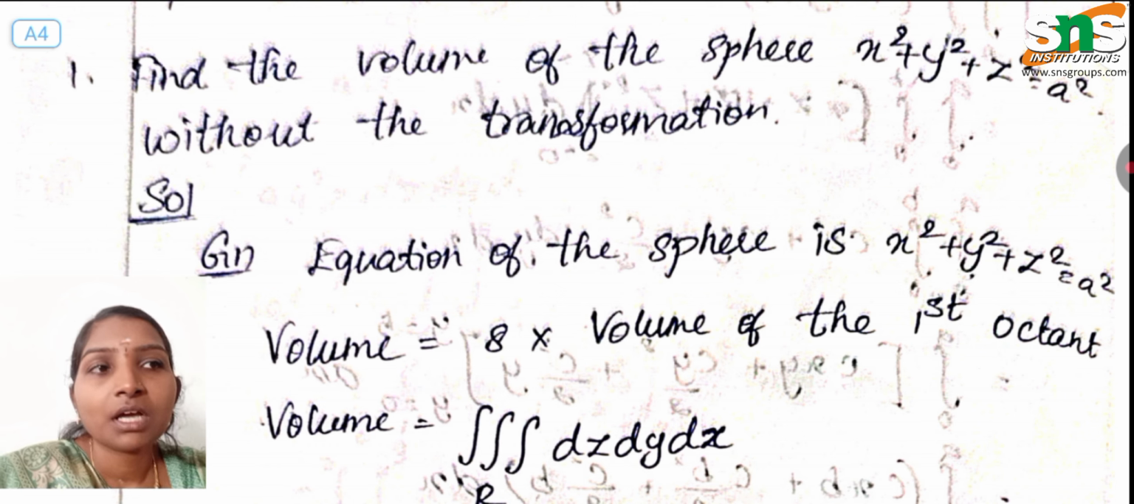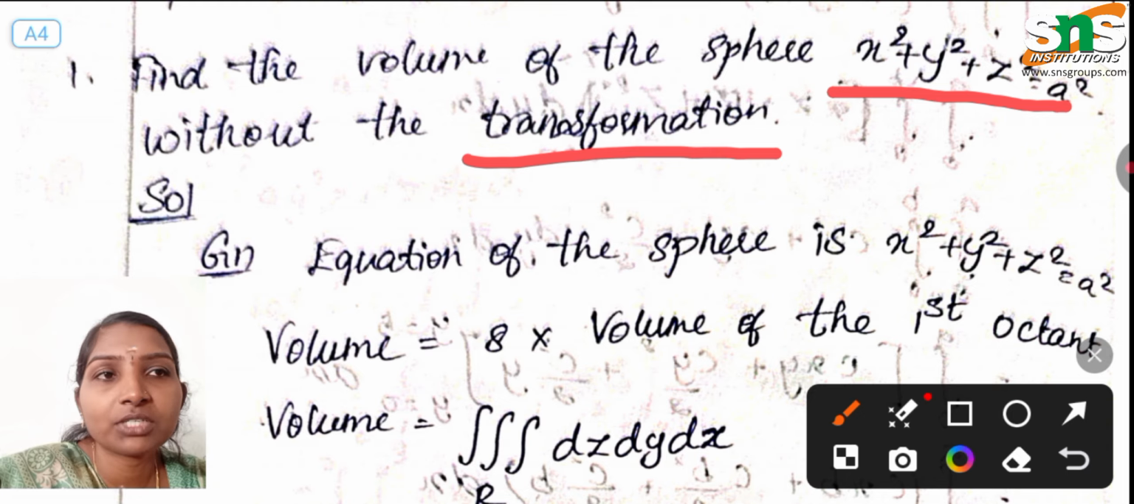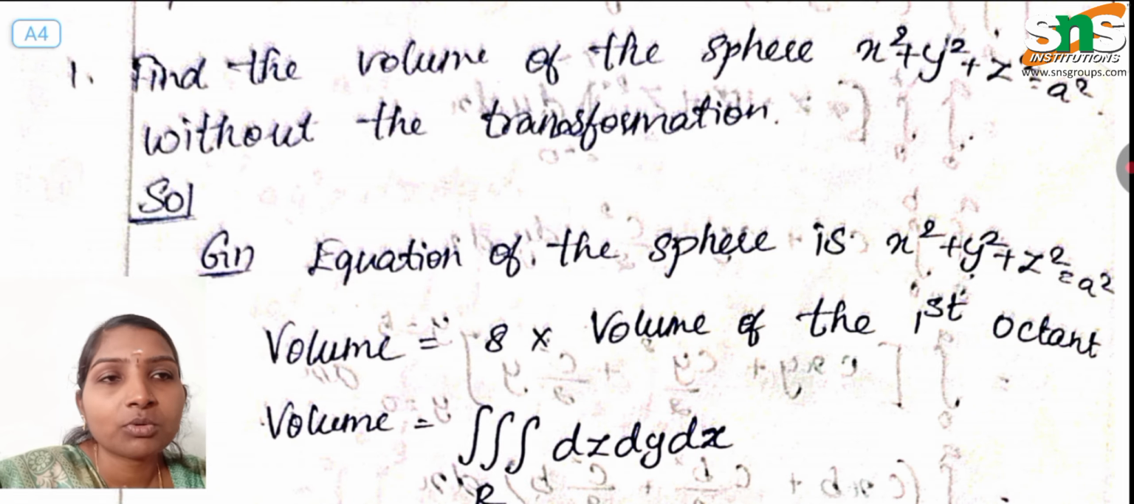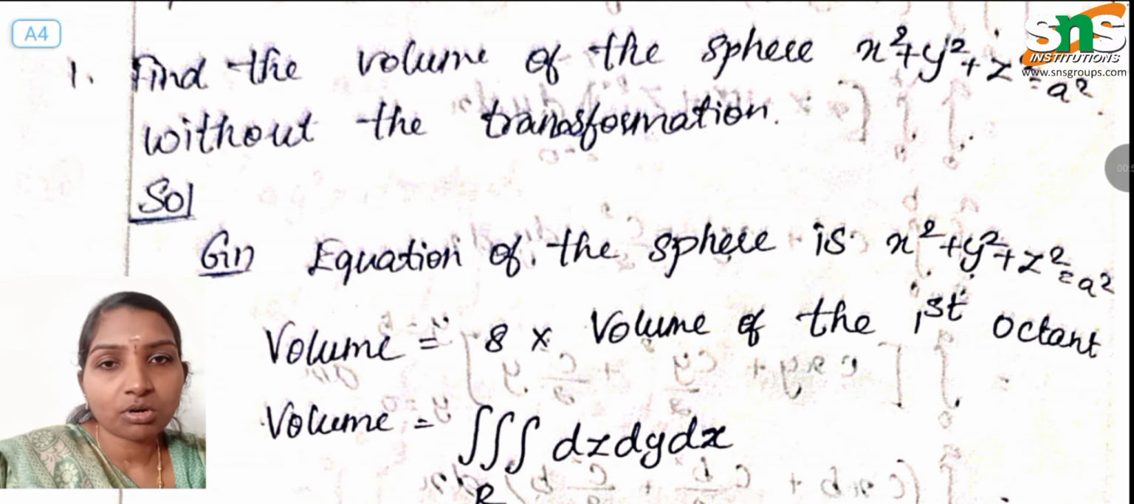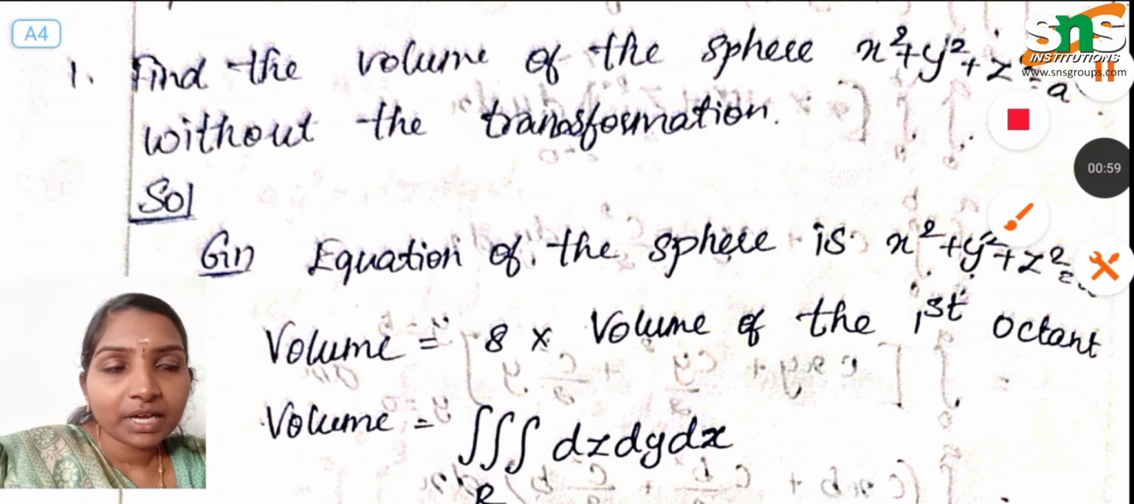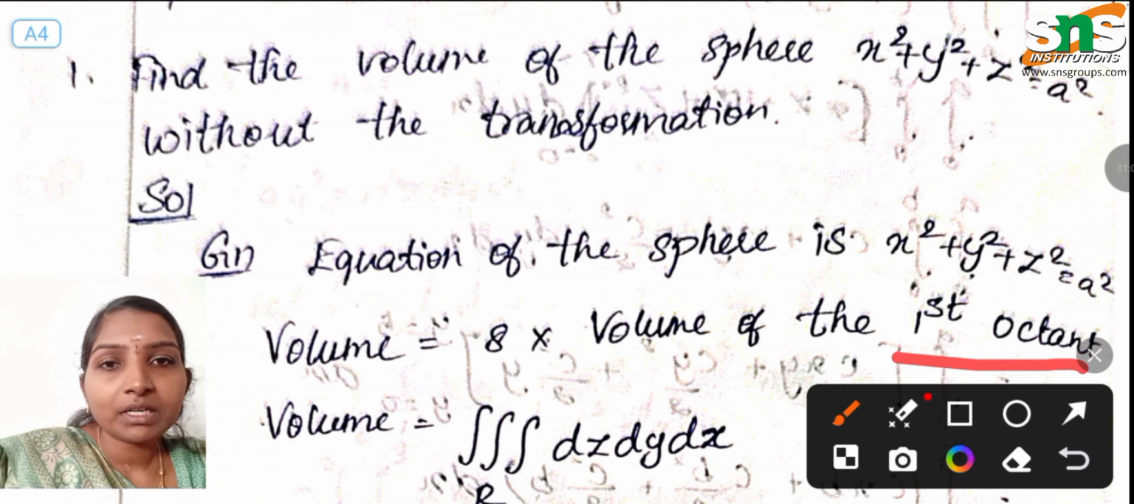The question is, find the volume of the sphere x square plus y square plus z square is equal to a square without the transformation, which means we are not going to change the order of integration here, and we are going to find the volume of the particular sphere. So here we are given the equation of the sphere, and what will be the volume? Volume is nothing but 8 into volume of the first octant. In the sphere we will be considering 8 octants here, and we will be finding the value of only the first octant, so that we will multiply by 8 to get the volume of the whole sphere.